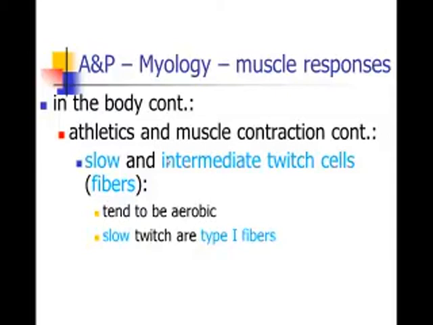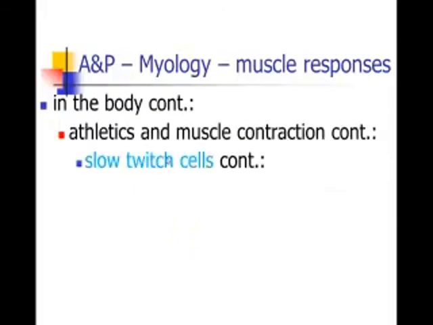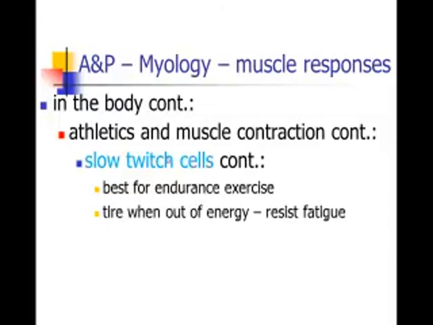The slow twitch fibers are sometimes called type 1 fibers. Intermediate twitch fibers are sometimes called type 2A fibers. The slow twitch fibers are going to have small numbers of cells per motor unit. And the slow twitch fibers are best for endurance kinds of activities. So you would use these if you're running a marathon or doing an Ironman triathlon or that sort of thing. They do get tired eventually if you use more energy than they have available, but overall they resist fatigue.